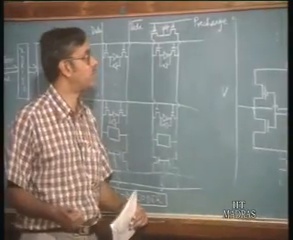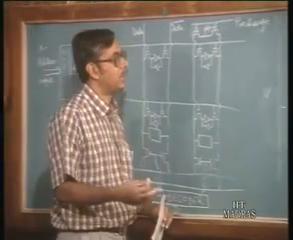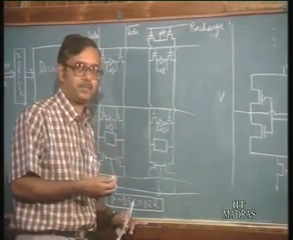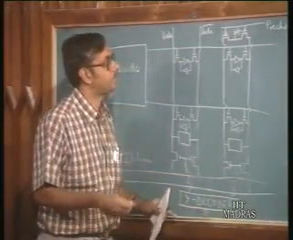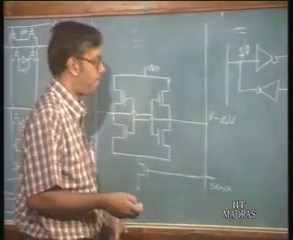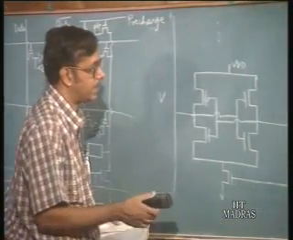Now, when a particular cell is selected, what happens is, as we said, it can be in one of the two possible combinations. Okay, that is, if you look at the cell, which is nothing but again two inverters connected back to back.